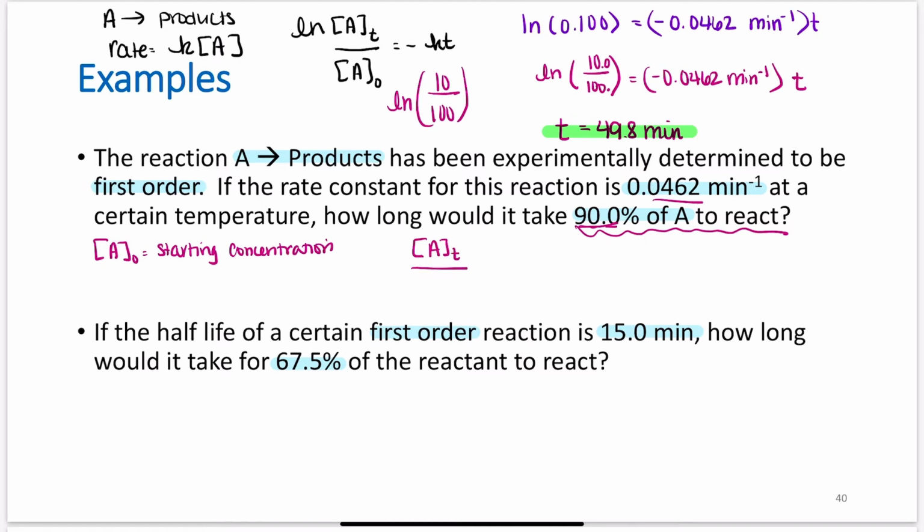I know A over A naught is equal to the fraction of A remaining at time t. I'm telling you that the half-life is 15 minutes, and I want to know how long it would take for 67.5% of the reactant to react. Definitely needs to be less than 15 minutes, right?